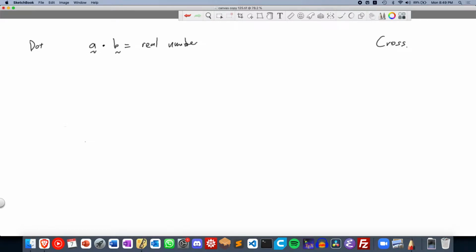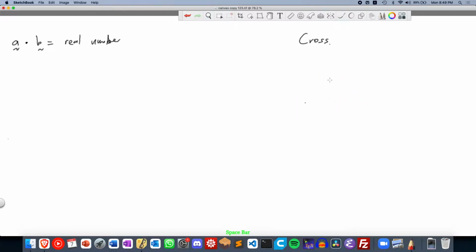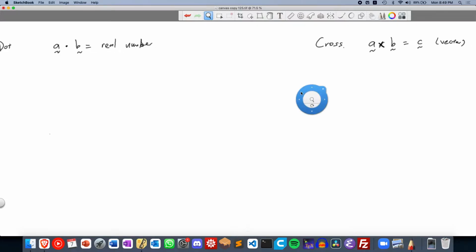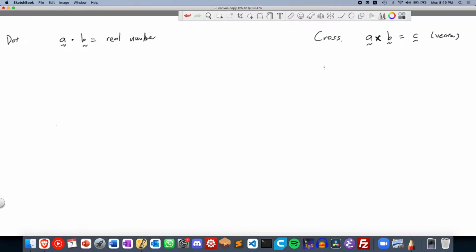This contrasts with the cross product, because the cross product takes in two vectors, and we denote it with a cross like this. It takes in two vectors and it spits out another vector. So fundamentally, the dot and cross product are different because both of them take in two vectors, but they perform different computations, and one of them spits out a real number and the other one spits out a vector.